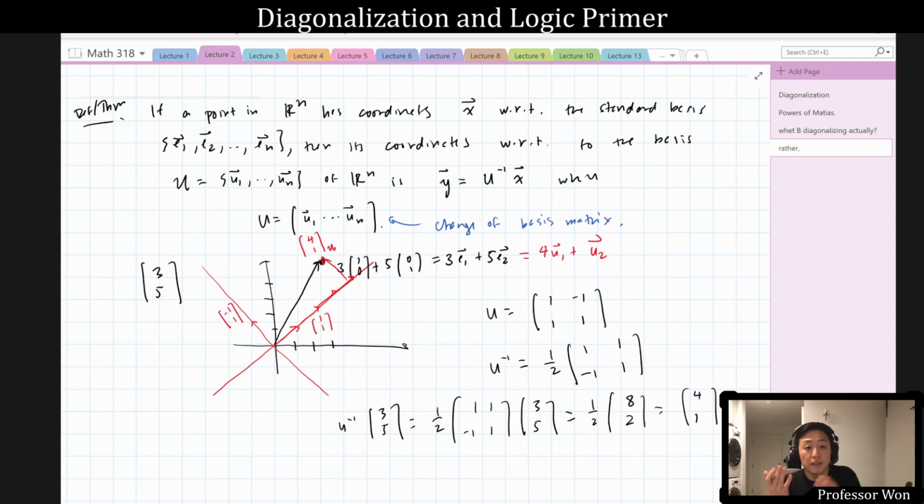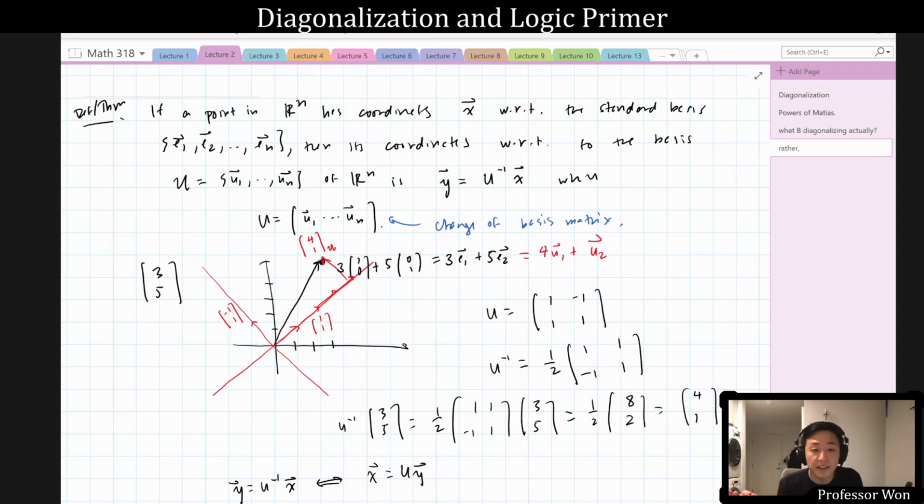Okay, so if I now have a point with respect to the basis u, and I want to understand what that is with respect to the standard basis, instead of multiplying by u inverse, you would multiply by u. Because if y equals u inverse x, then, since u is invertible, that is the same thing as saying that x is equal to uy.